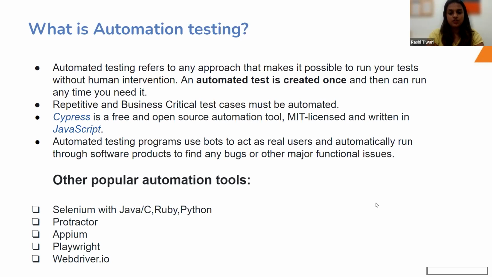Some of the popular automation testing tools in the market, apart from Cypress, are Selenium, which can be used with any programming language like Java, C, Ruby, Python, Protractor, Appium, Playwright, WebDriver.io. These are a few automation testing tools available in the market right now. And Cypress and Selenium are two of the most trending testing tools. We'll see more about Cypress in upcoming slides.